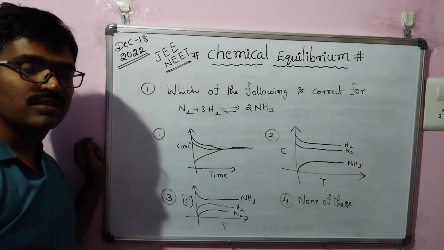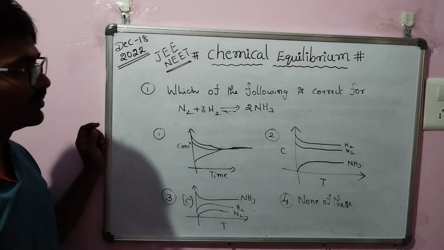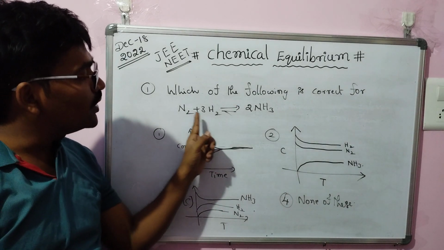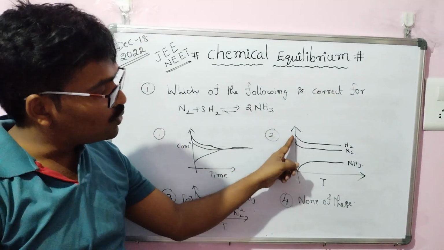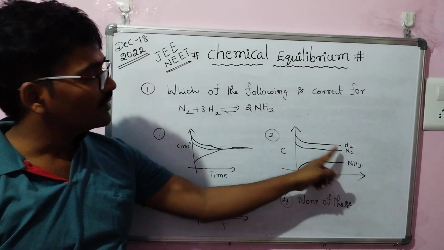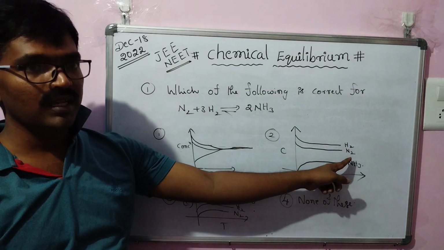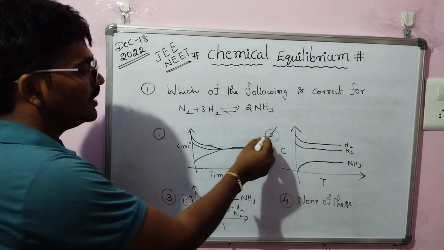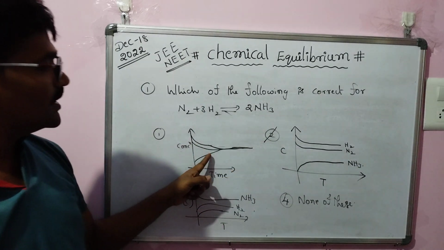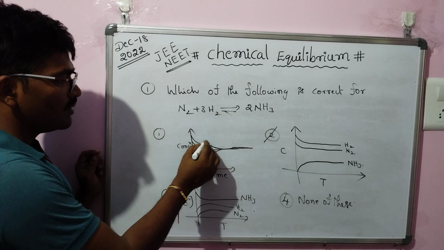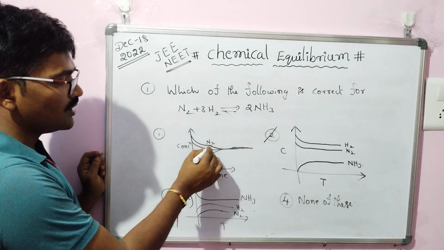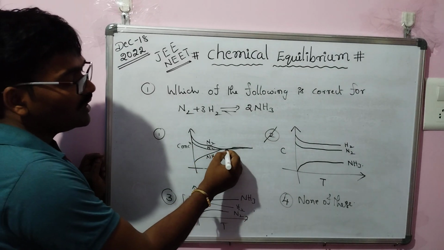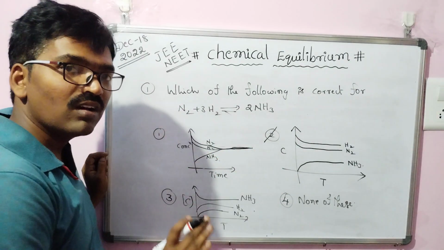If you observe carefully, the reactants N2 and H2 are both decreasing in concentration, and the product concentration is increasing. So this is the correct answer. Then one thing you have to remember is why the other option is not correct. Even though N2, H2 and NH3 are mentioned like this, all the concentrations are not equal.